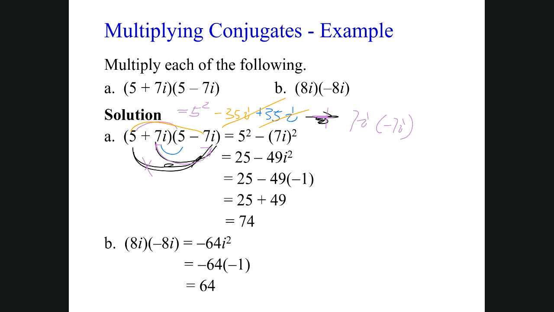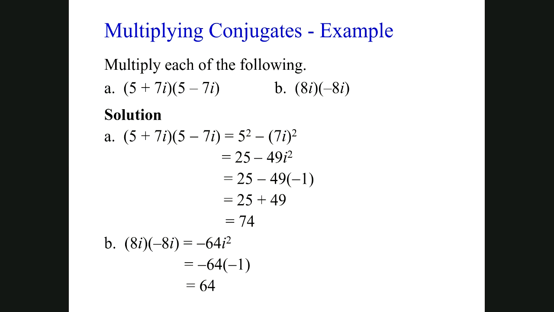So we got the same answer. We did the FOIL, but you don't have to do this FOIL. When you see a plus b times a minus b, we're going to use the formula right away. Using the formula right away is a squared minus b squared. That is the quick and easy one.